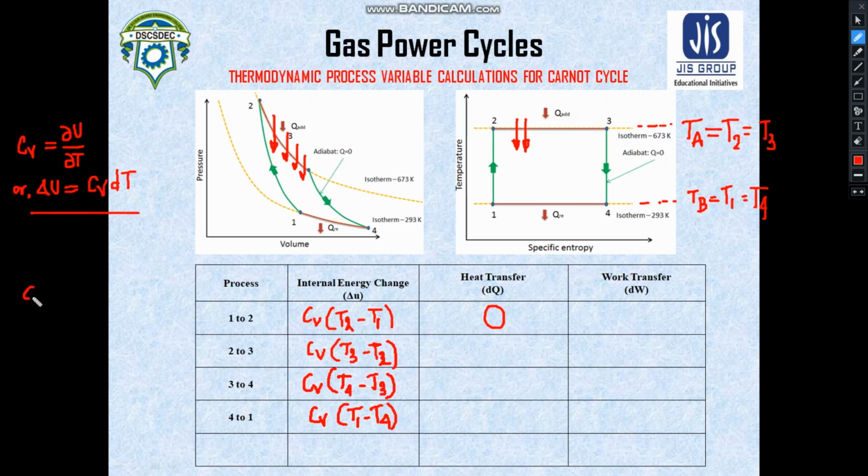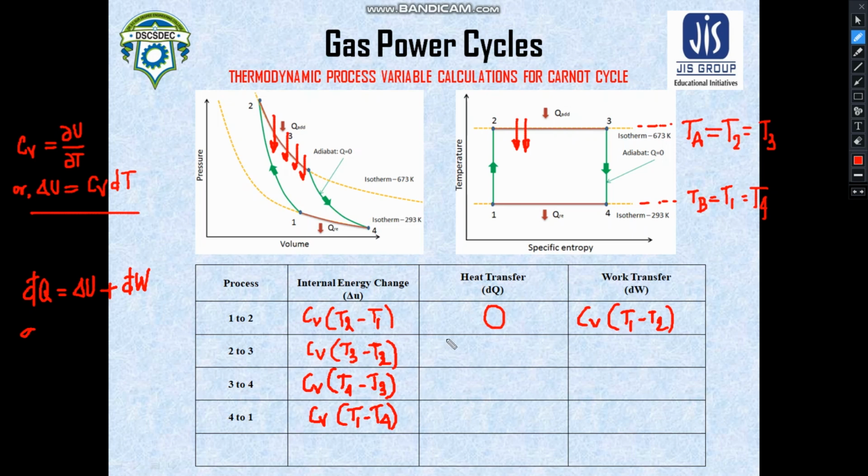Now you know the first law of thermodynamics. It is dQ is equal to delta U plus dW. Now for the first process, process 1 to 2, here you can see it is an adiabatic process, so the heat transfer has become 0. Now following the first law of thermodynamics, you can easily write that the dW would be minus delta U. So here you can write Cv T1 minus T2. So here you can see, if you put the values of T1 and T2, T1 is always less than T2. So here you can see that the work done becomes negative. That means work is done by the surroundings on the system. Okay, so there is a negative work going on.